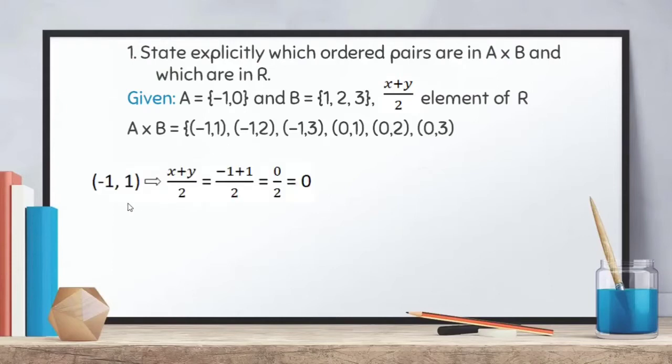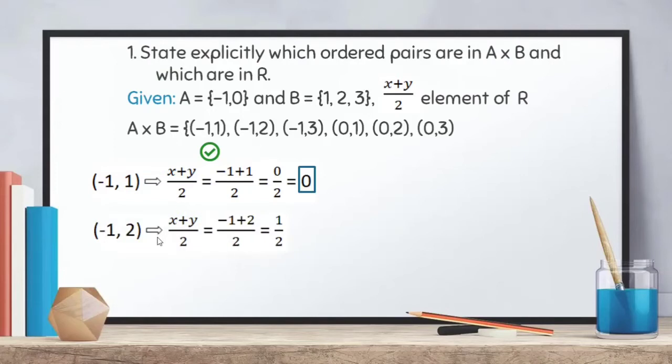Plugging in our values of (-1, 1) to the formula, that would be equal to negative 1 plus 1 all over 2. And the answer is equal to 0 over 2, and it is equal to 0. Right? Since 0 is an integer, then this is an element of R. All right? So now let's go to the next element, which is (-1, 2).